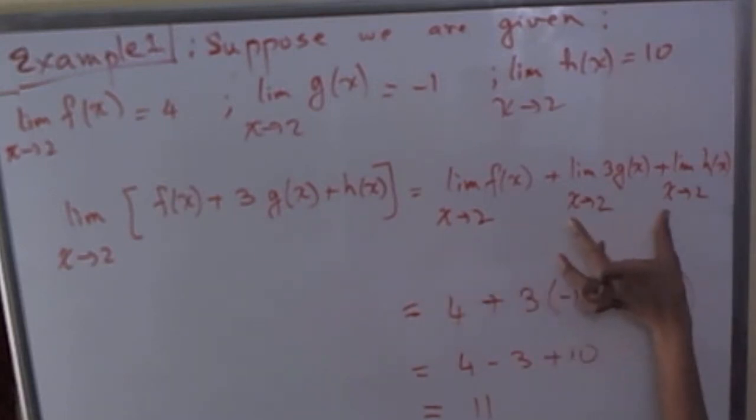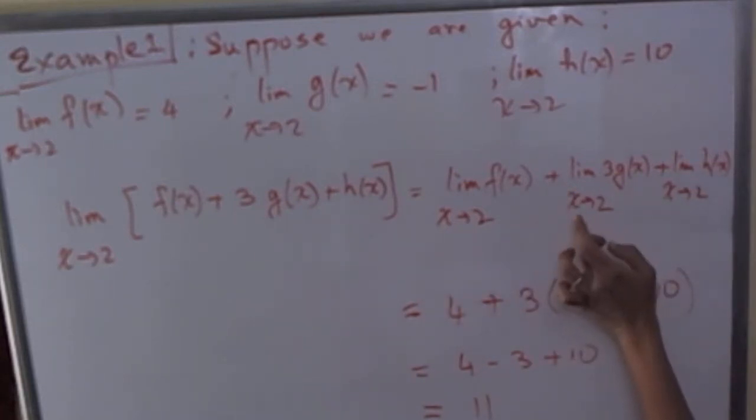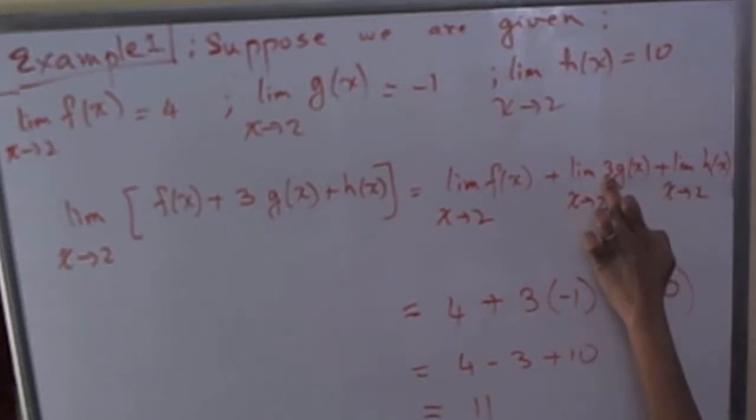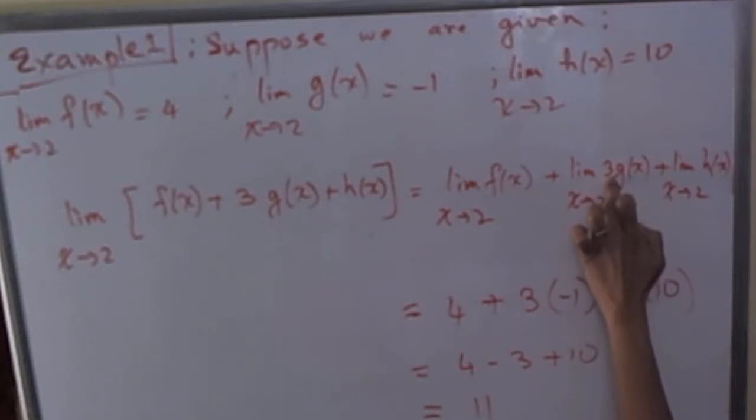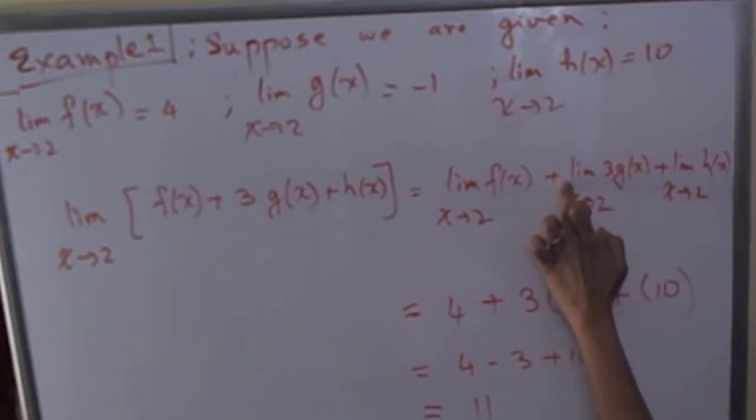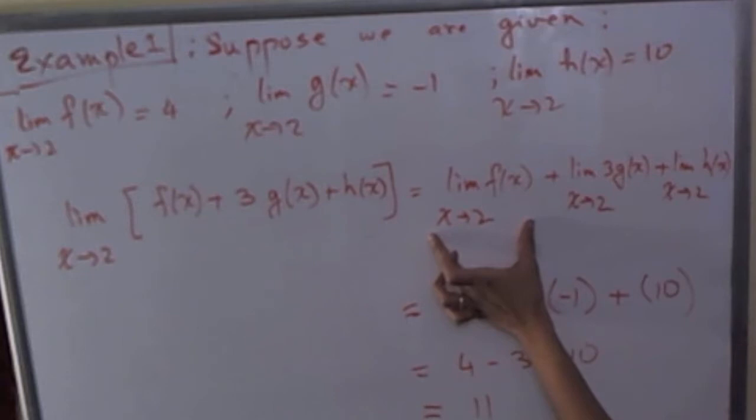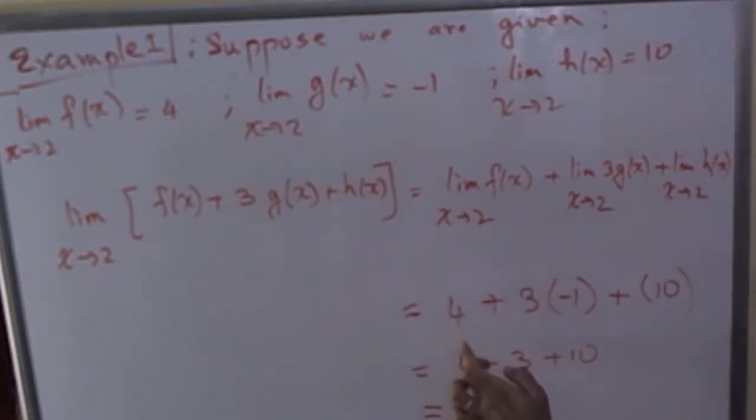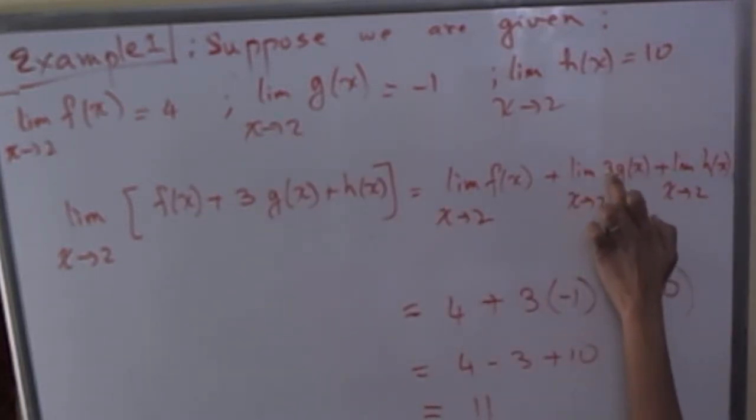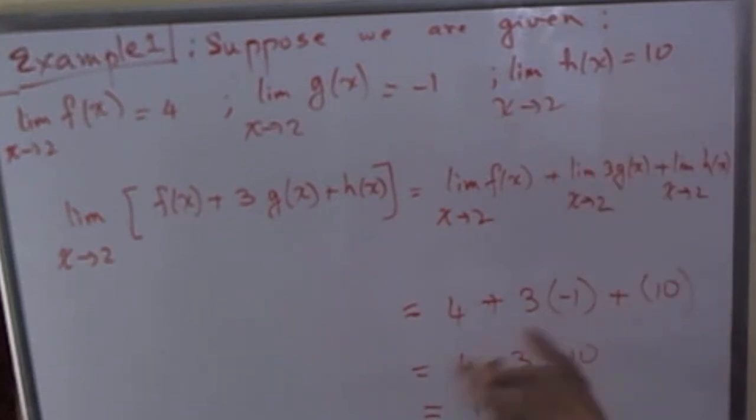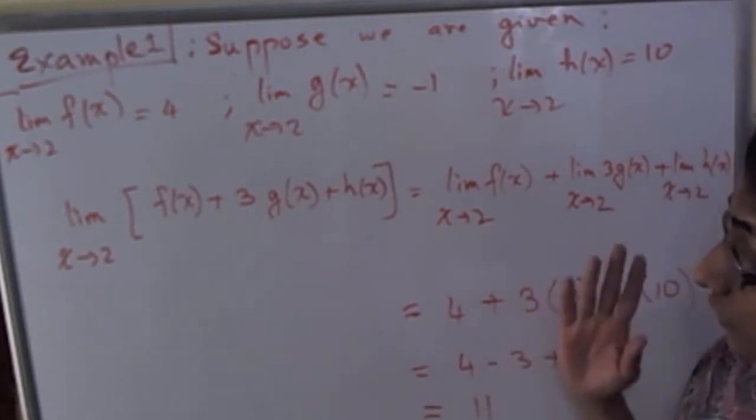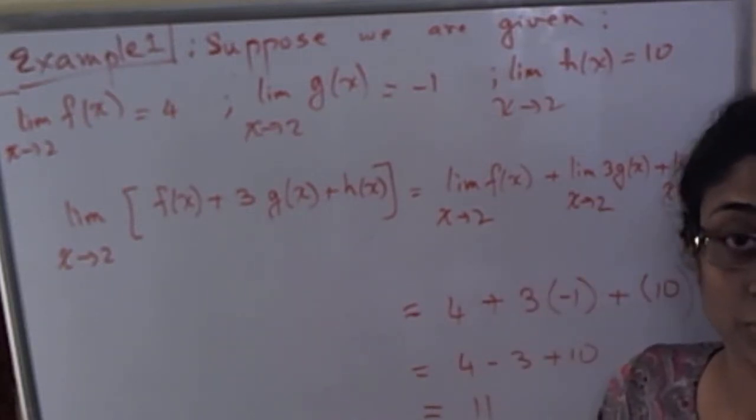And now here again, what you notice is that the limit of 3 times g of x is a constant times a function. Again, another limit law will tell you we can actually drag the 3 outside of that limit. So when you do that, what you end up getting is the limit of f of x as x approaches 2, which you're given is 4, plus 3 times the limit of g of x as x approaches 2, and so that's 3 times -1, plus 10, and you can do the simple calculation and you can get your answer. So this is one easy example that uses the limit laws.